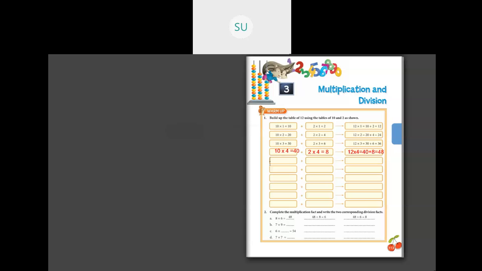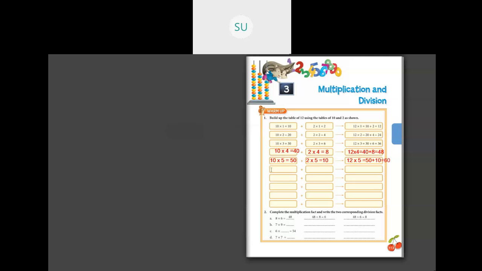Now next, 10 fives are. How much is 10 fives are? 10 fives are is 50. Same way, 2 into 5, or 2 fives are, 10. Okay, so 12 fives are will be how much? 12 into 5 is equal to 50 plus 10, which is equal to 60.